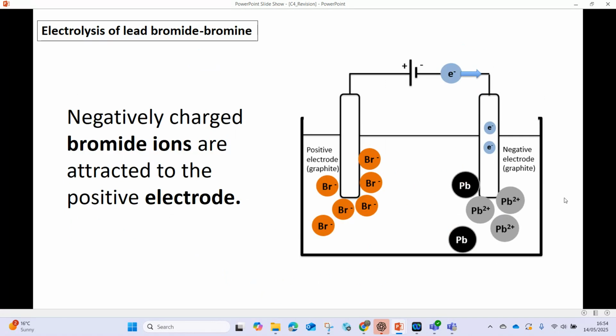While that's going on at the negative electrode, we also need to think about what's happening at the positive electrode. We can only have a current if there is a flow of charge, and this is how the flow of charge really happens. So while the positive ions are going towards the negative electrode, the negatively charged bromide ions move towards the positive electrode, again due to their electrostatic forces of attraction.